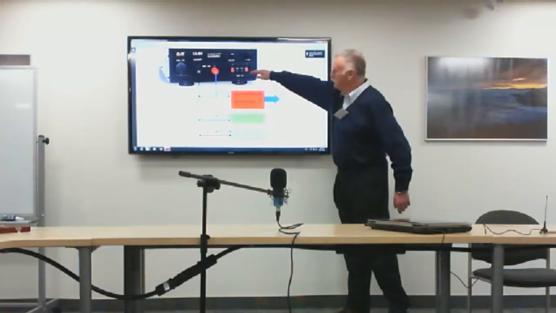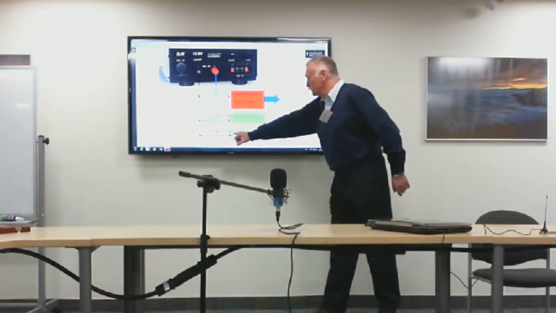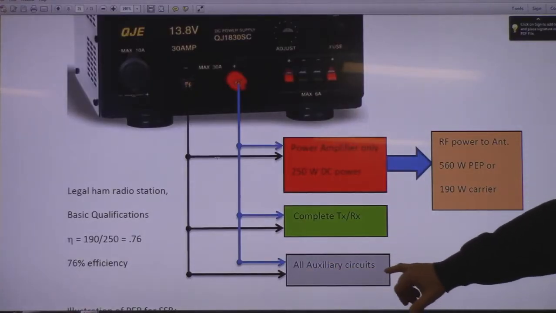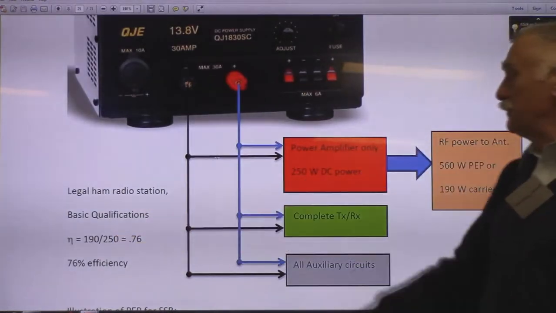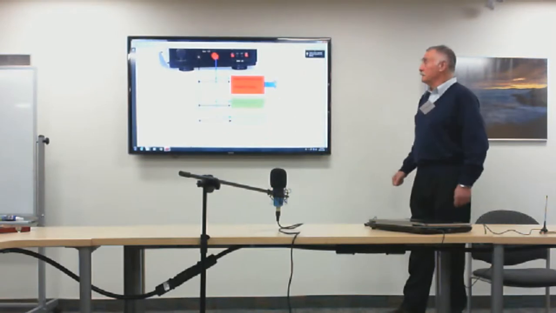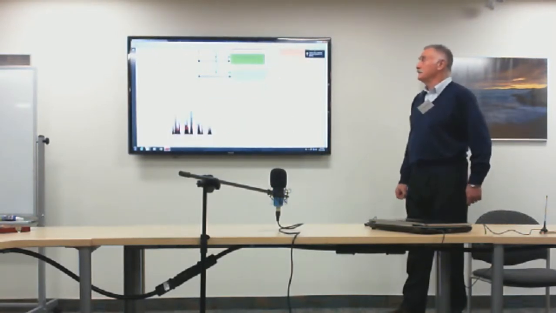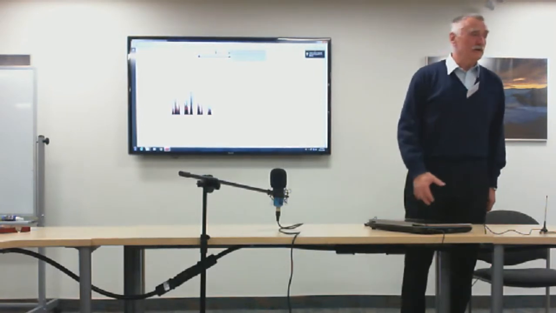So the little up has disappeared. So what goes to the receiver and what goes to the auxiliary circuit does not matter. Again, 190 over 250 would be a 76% efficiency. And now the final diagram that would explain the 560 watts in single sideband mode.